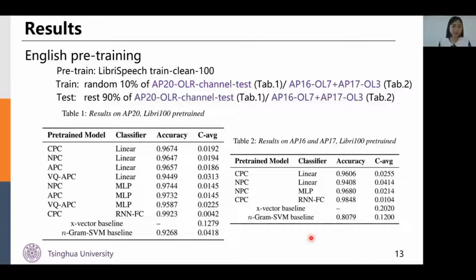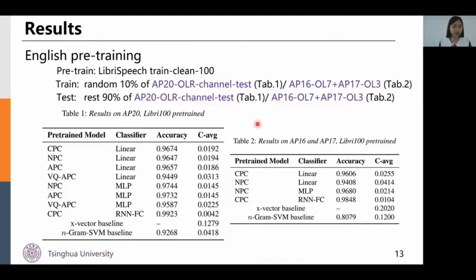Then I will introduce the experiment's results. For the first group experiments, we use 100-hour English speech data from LibriSpeech to pretrain. Then we randomly select 10% of the AP20 dataset as the supervised dataset. The rest 90% data are used for testing. To compare the influence brought by the amount of the data, we also repeated the experiments with AP16 and AP17. The results are shown in Table 2. The settings are the same as AP20.